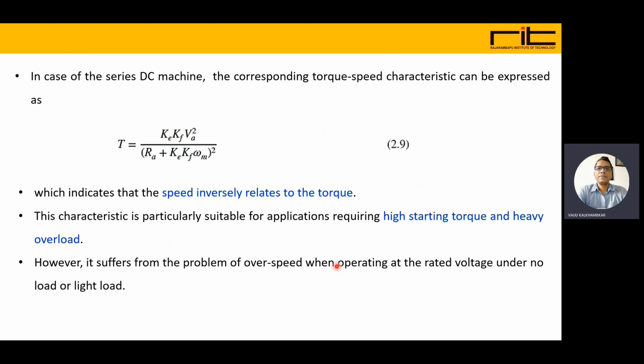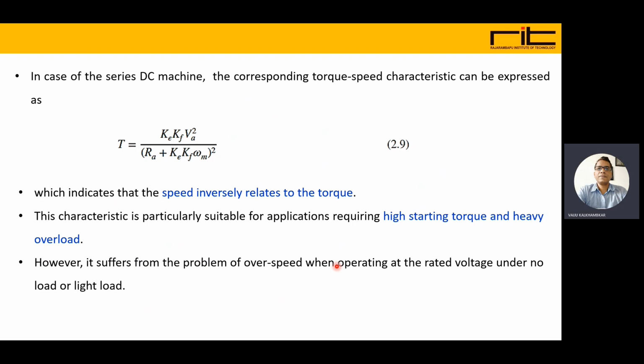In the case of the DC series machine, the corresponding torque speed characteristic can be given: the torque is proportional to Va squared divided by (Ra plus constant into omega m) squared. These characteristics indicate the speed is inversely related to the torque. This characteristic is particularly suitable for applications requiring high starting torque and heavy overload. However, it suffers the problem of overspeed when operating at rated voltage under no load or light loads.